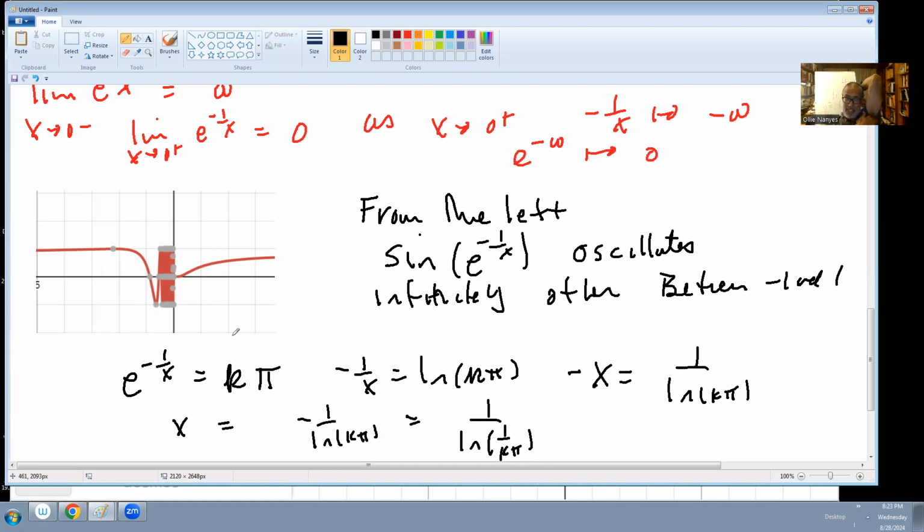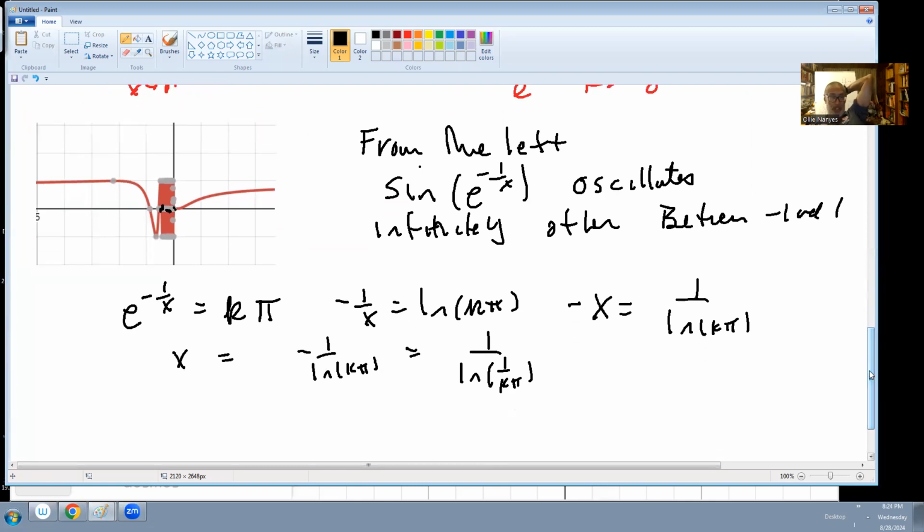But as you can see, as k gets larger, 1 over k pi gets smaller. And we also know that log of 0 is undefined, but it tends to negative infinity. But that's in the denominator, so we have numbers getting arbitrarily close on the side to 0. So that's these gray points right here. So you have an infinite number of points where this is going to be 0.